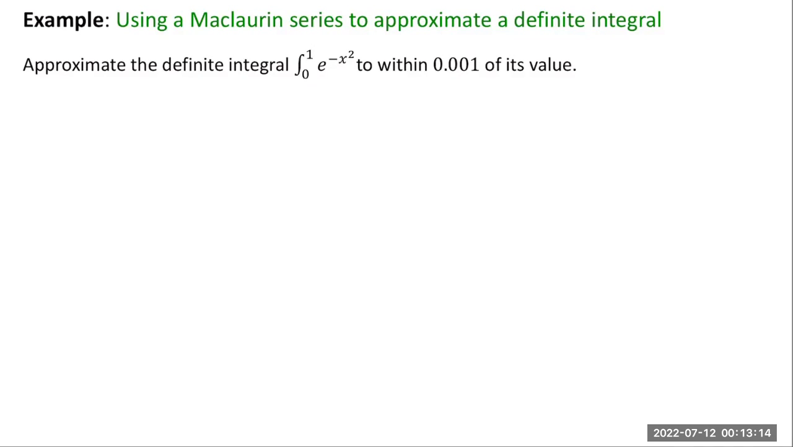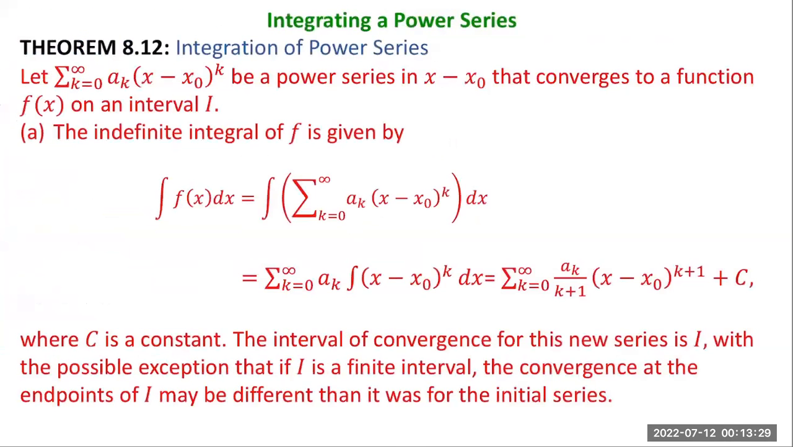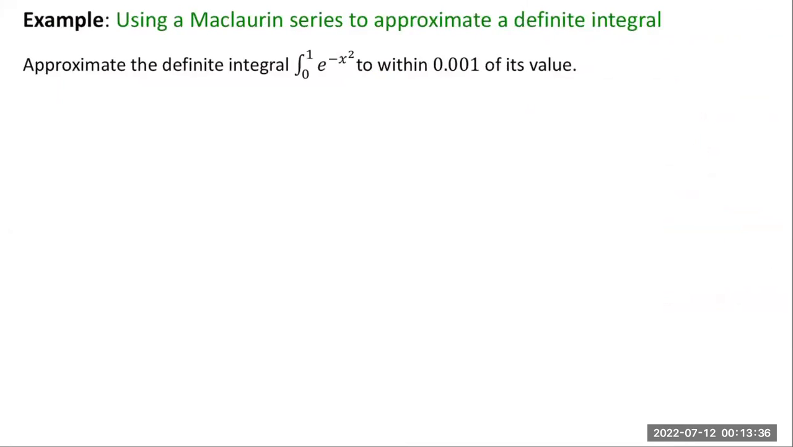First of all, what I'm going to do is find a Maclaurin series for this function. Then I can use my theorem 8.12 to integrate that Maclaurin series. If I can find the Maclaurin series representation for this function, I know how to integrate that Maclaurin series by the theorem that we discussed. So can we find the Maclaurin series for e to the power minus x squared?